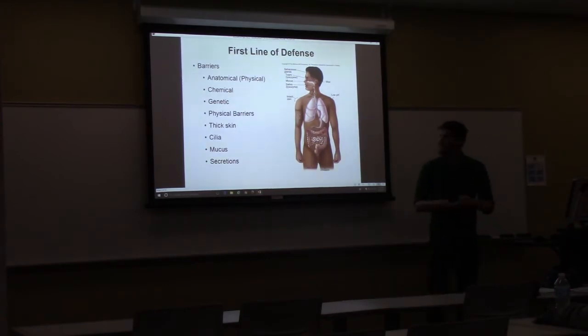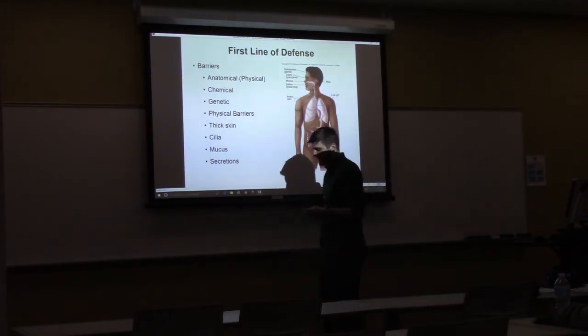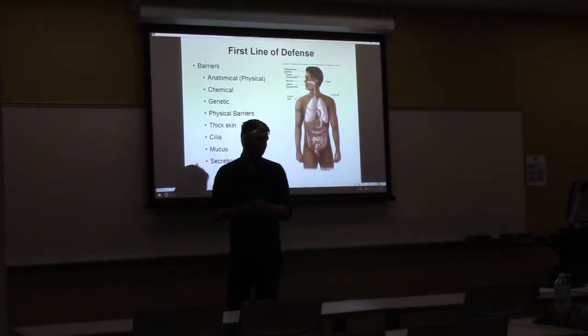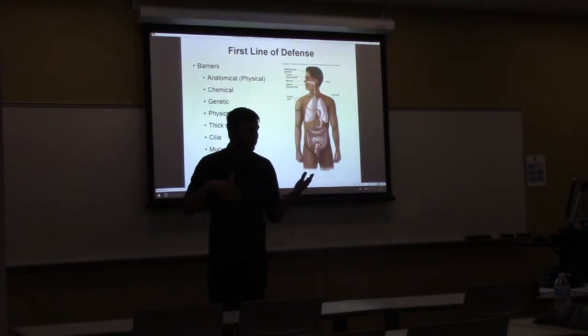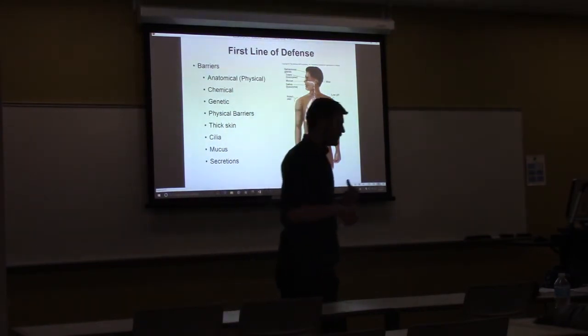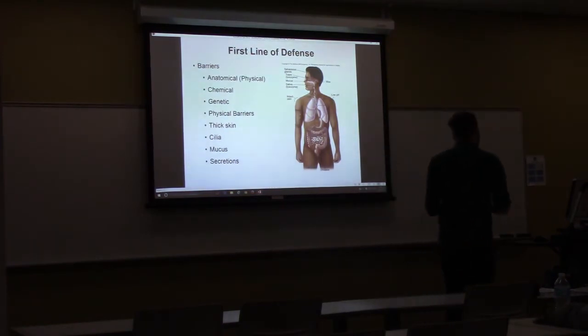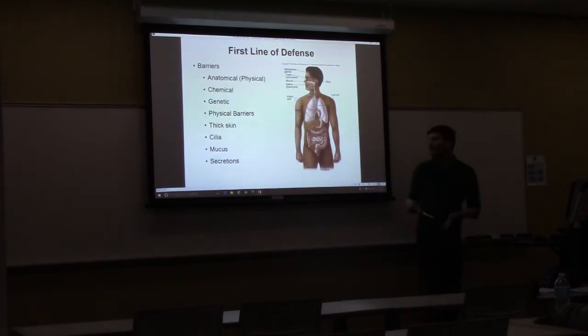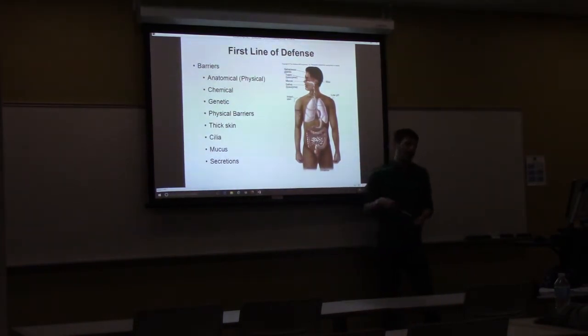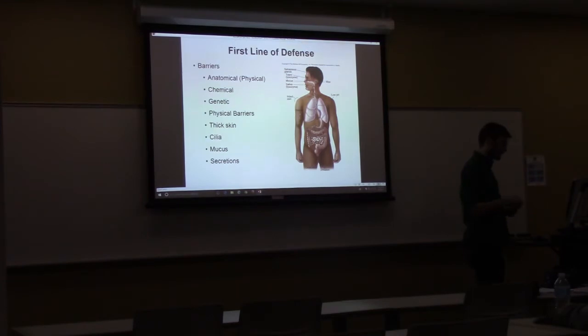Now, before you get infected, one of the easiest ways to prevent infection is to block it. Okay? You can use a physical barrier or a chemical barrier. Physical barriers just physically block the organism from gaining entry, while chemical barriers are chemicals that are released by the body to destroy microorganisms, preventing them from gaining entry.